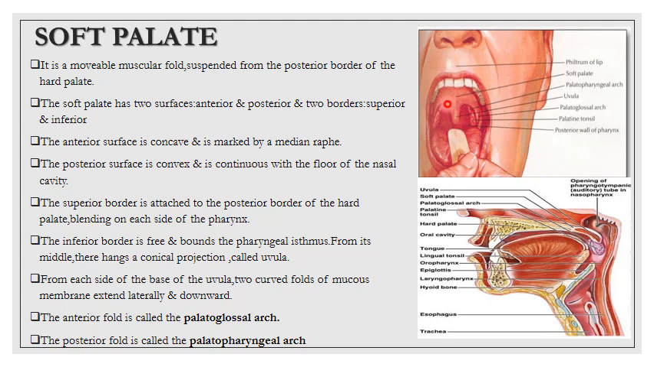From each side of the base of the uvula, two curved folds of the mucous membrane extend laterally and downwards. Now these are two folds. Anterior fold is called the palatoglossal arch, which is formed by the palatoglossus muscle of the soft palate, and posterior fold is called the palatopharyngeal arch, which is formed by the palatopharyngeus muscle.